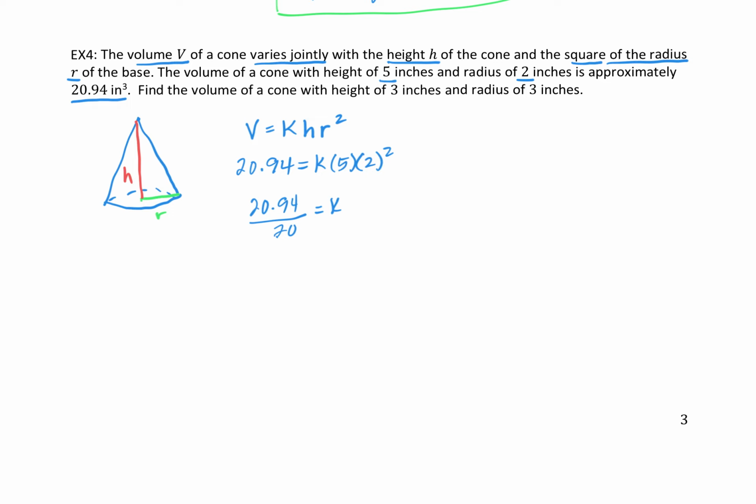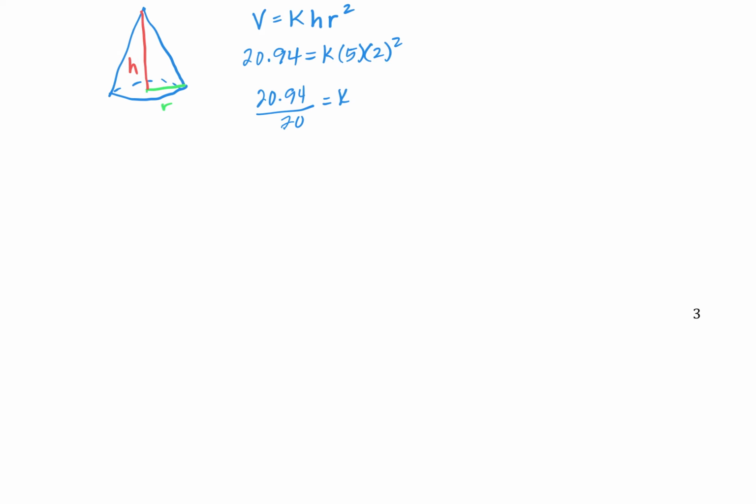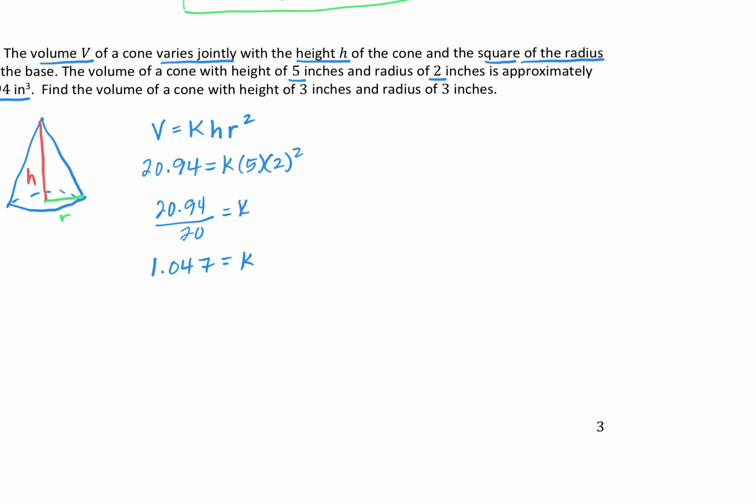If we put that in a calculator, I will get 1.047 is equal to K. Now I'm going to rewrite my volume formula. Volume is equal to 1.047. So I'm going to take that K value, I'm going to multiply that by my H and my R squared.